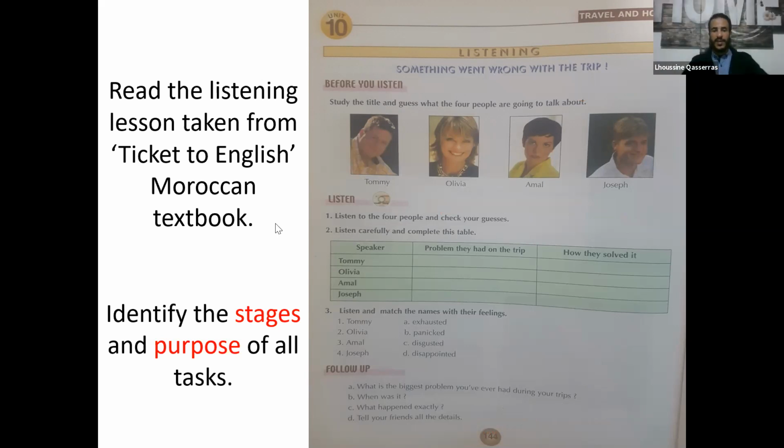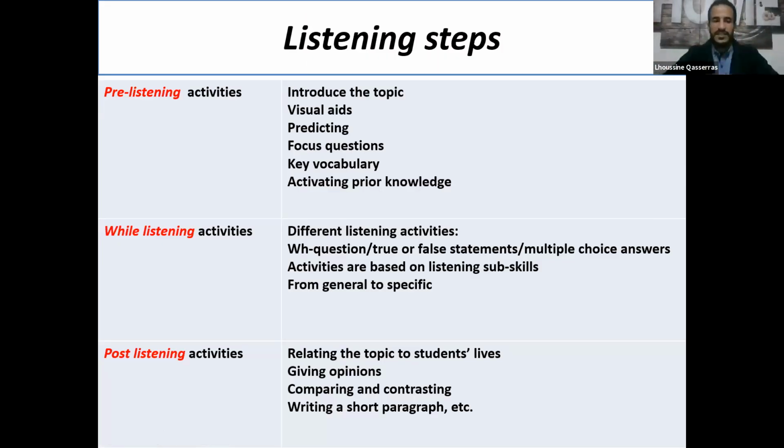Look here. These are the three stages. Pre-listening activities introduce the topic. You can use visual aids, pictures, posters. The listening is about my favorite sport. There are three kids talking about their favorite sports: Tom playing soccer, James playing basketball, and Nancy playing handball. Yes, you can use pictures. You can introduce the topic.